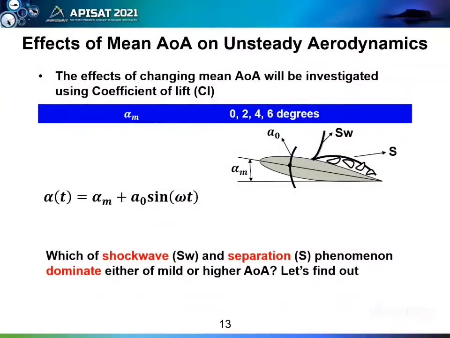For further analysis, effect of changing the mean angle of attack on unsteady aerodynamics was performed, and the mean angle of attack is varied between 0 to 6. This diagram illustrates the important parameters, as this shows the mean angle of attack and this pitching at quarter chord point. So the reason for doing this is to determine which of the shock wave and shock-induced separation dominate either of mild or higher angle of attack.